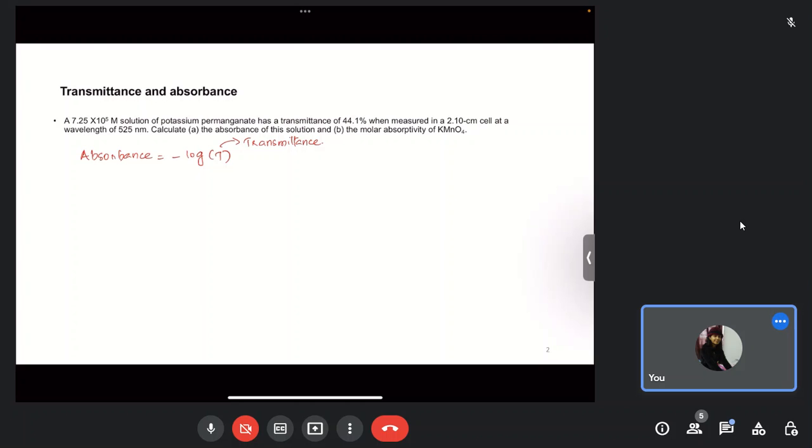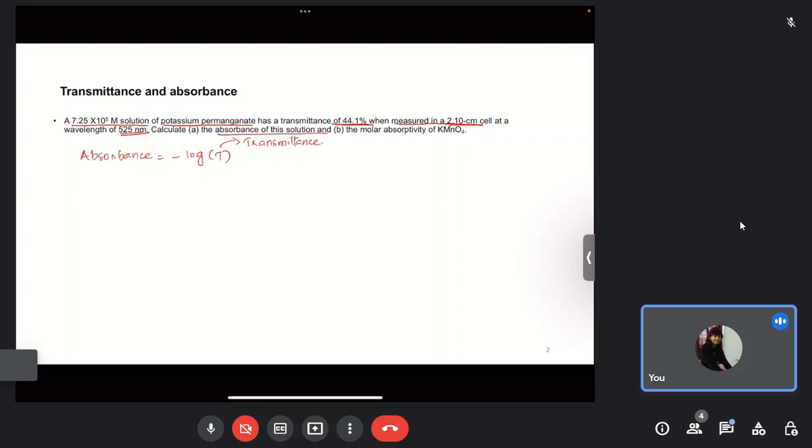Here we have been given a 7.25 times 10 to the power minus 5 molar solution of potassium permanganate, and it has a transmittance of 44.1%. It has been measured in a 2.1 centimeter cell, at 525 nanometers, and we have been asked to calculate the absorbance of this particular solution.